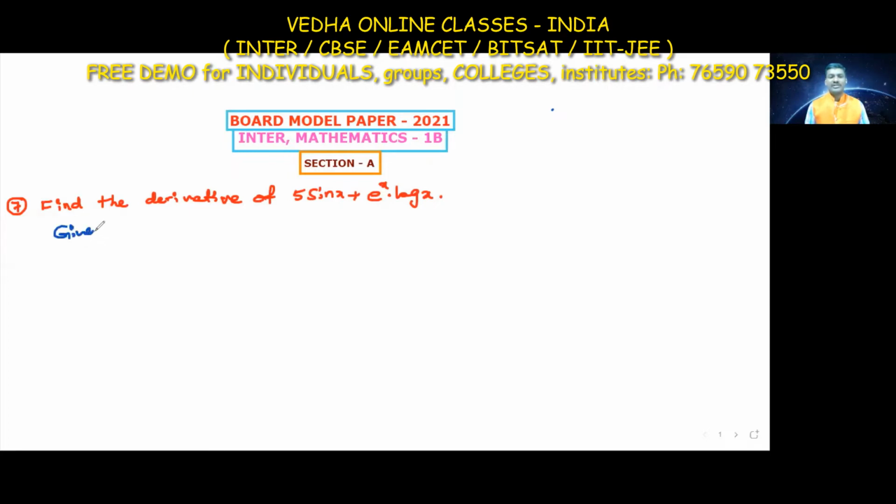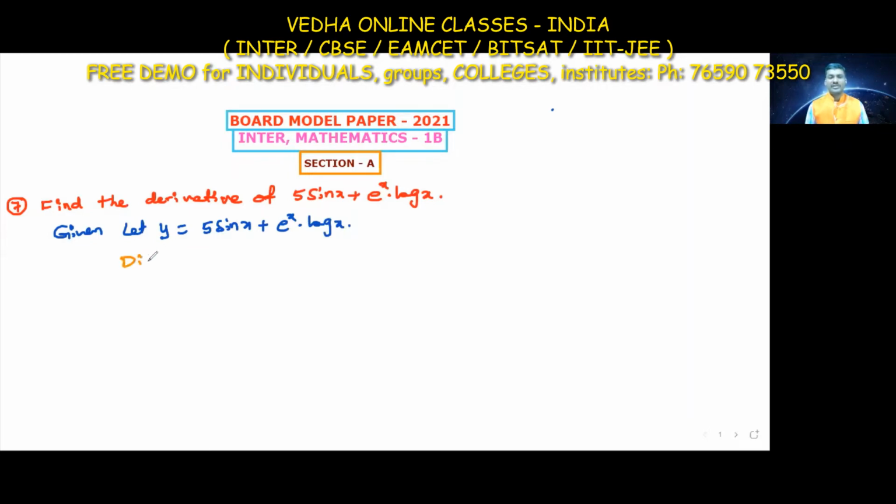The given function we can consider as y or f of x, or you can differentiate directly also. So now I am taking the given function, let y is equal to 5 sin x plus e to the power x into log x. This is the given function. I am considering the given function as y. Now differentiating on both sides with respect to x.